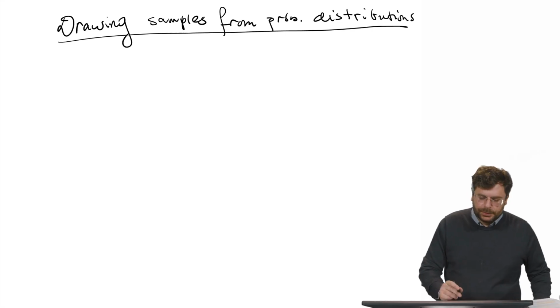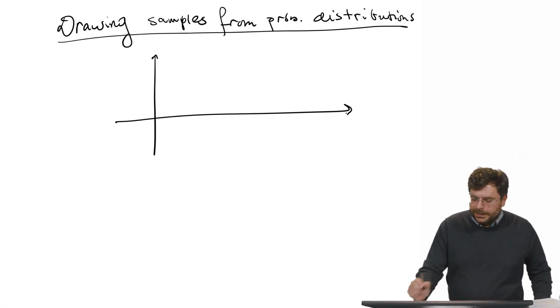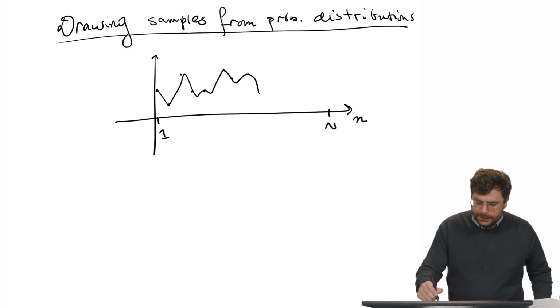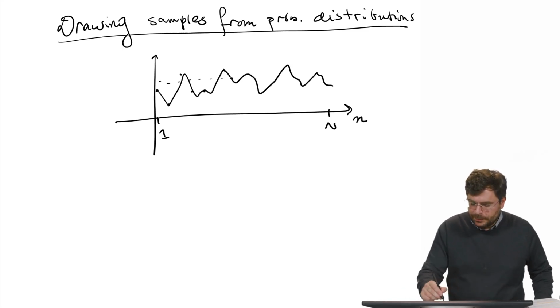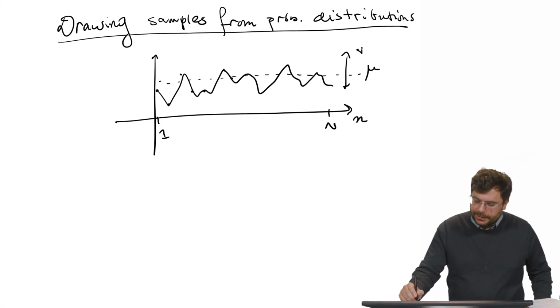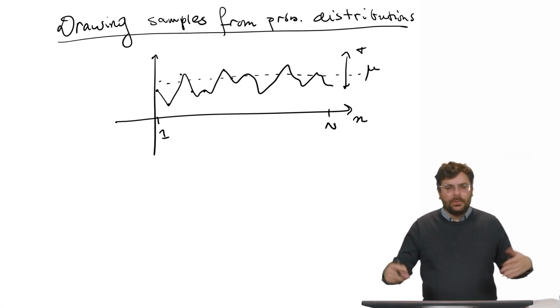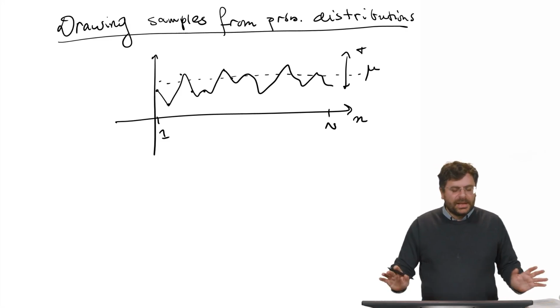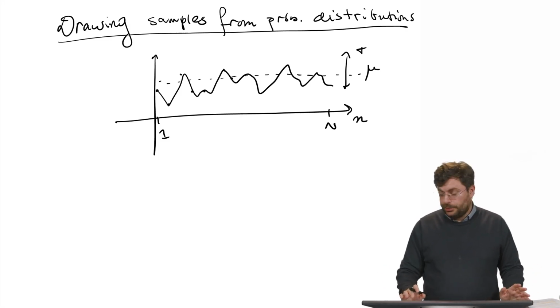From probability distributions. Well, if we remember when we talked about the normal distribution, we talked about the samples going all the way from 1 to big N. And those samples looked something like this, right? And so maybe we said the mean of the samples, their average, was mu. And maybe if we looked at the spread, that was related to the standard deviation. We didn't talk about, though, how to draw samples from probability distributions. That's a different sort of topic that we now turn to.